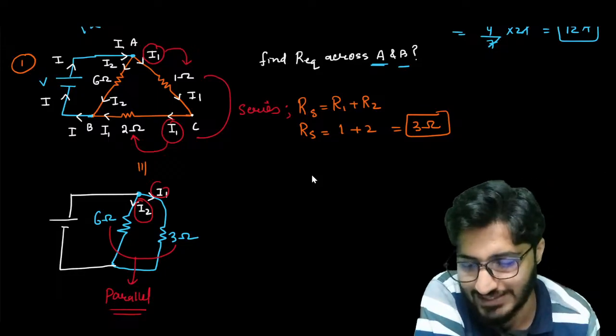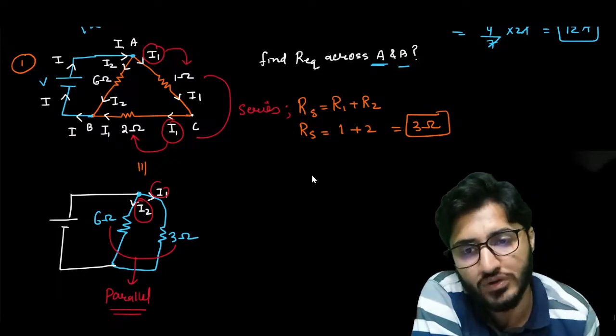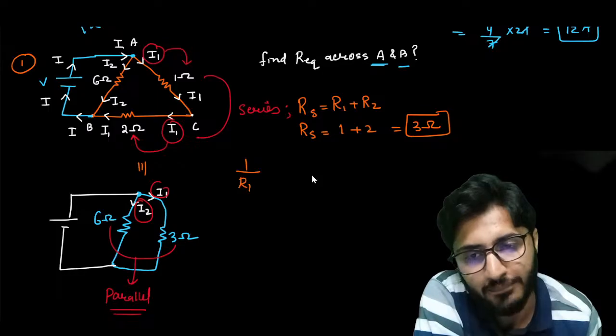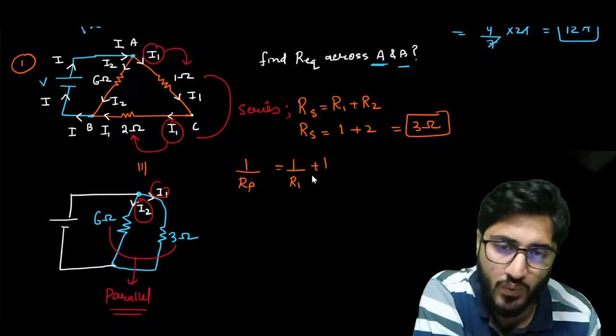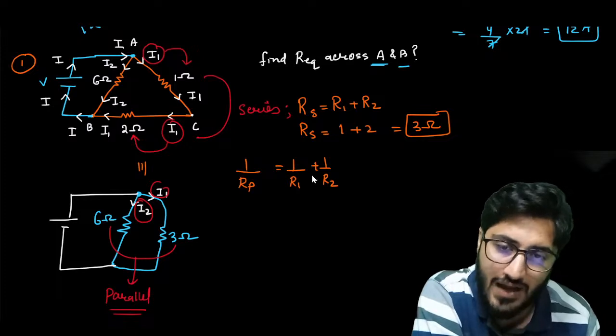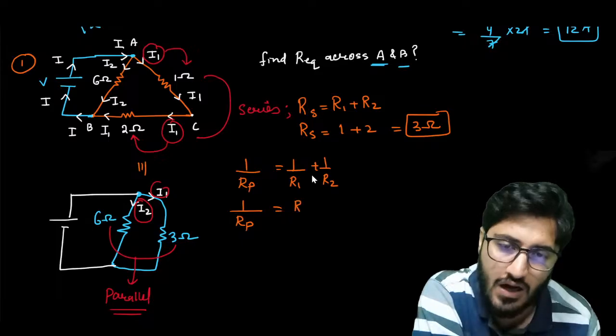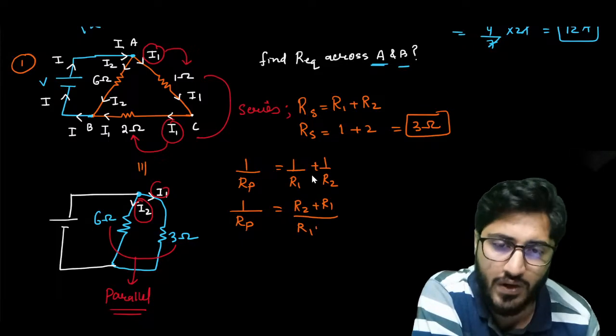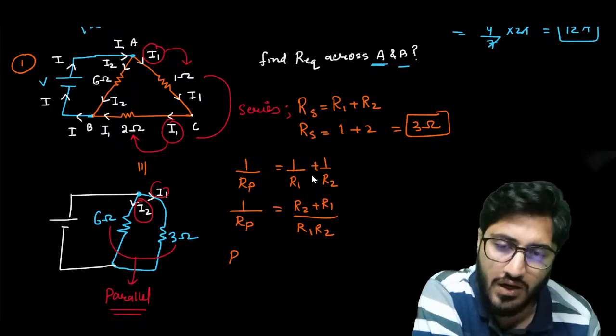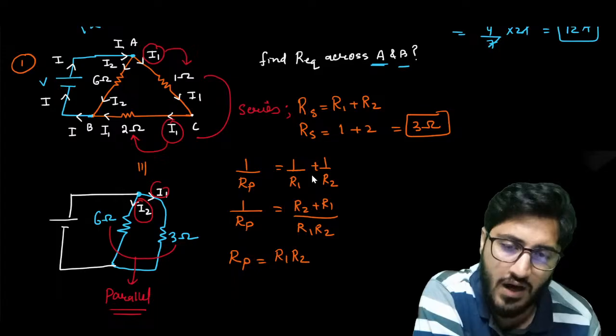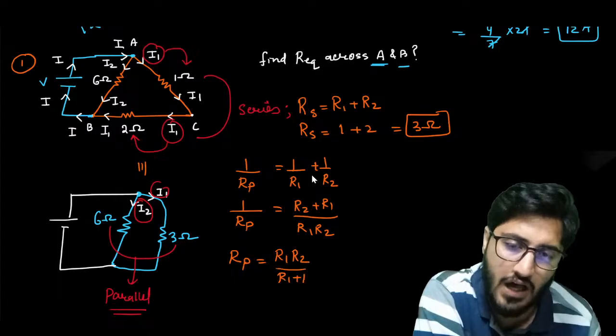So how to get the answer for parallel? Sir, I know that 1 by R parallel is equal to 1 divided by R1 plus 1 divided by R2. I will do a simple mathematical calculation. Sir, it came out to be (R2 plus R1) divided by R1 R2. So the resistance in parallel came out to be R1 R2 divided by R1 plus R2.